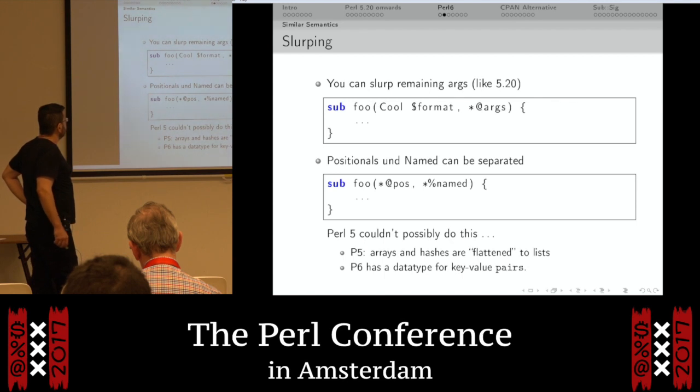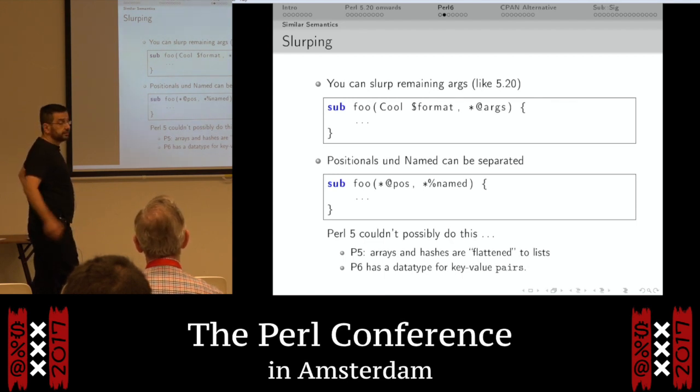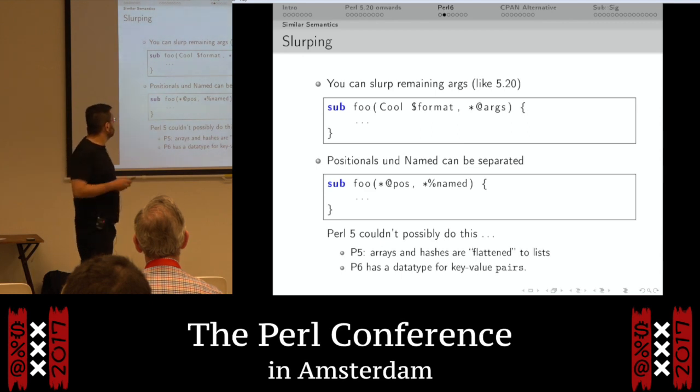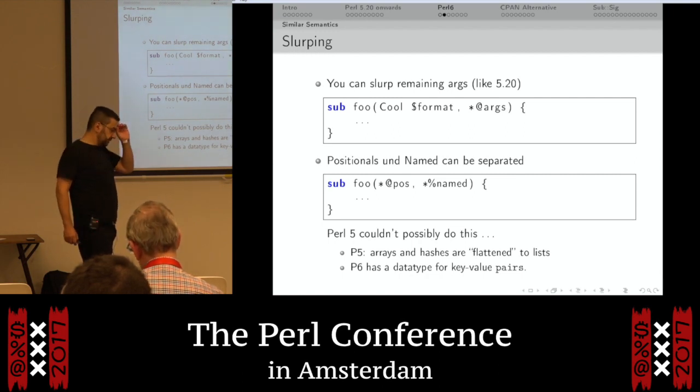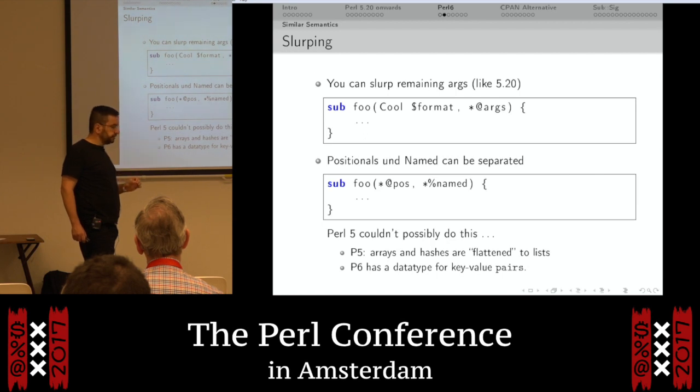It has slurping arguments. And Perl6 has 2 kinds of slurping arguments, because this is something Perl5 couldn't possibly do, because it can take arrays or hashes as slurping arguments, which means there's a very deep difference to Perl5, because in Perl6 pairs are a data type. So you can have key value pairs. And in Perl5, if you put something in the function call, it's just flattened to a list. So if you put a hash inside a function call, it's just a flat list and not a collection of pairs.